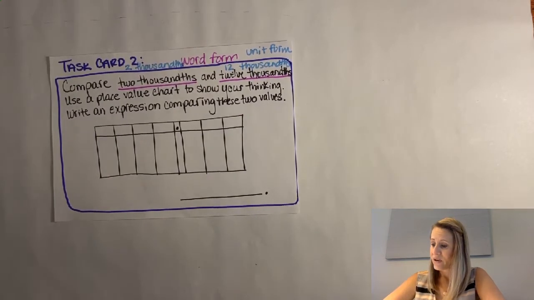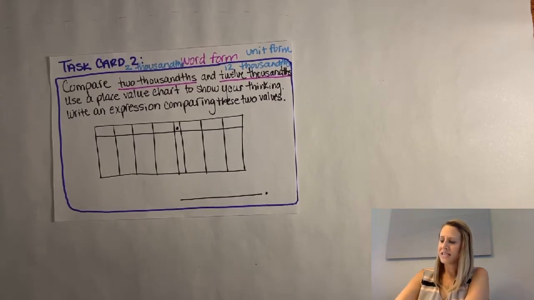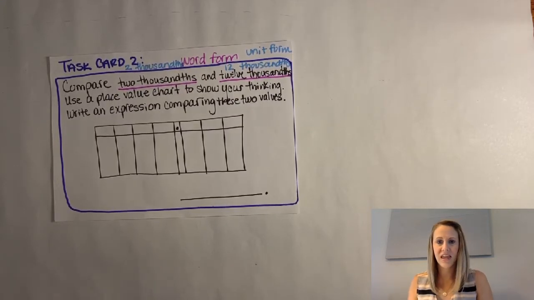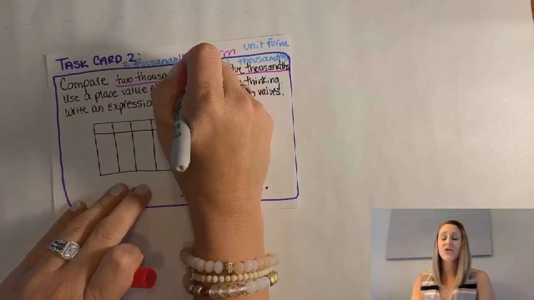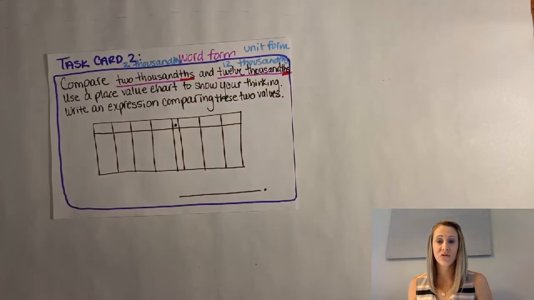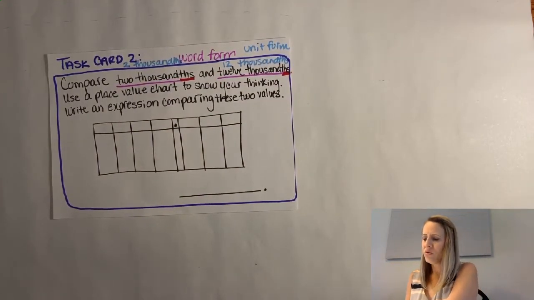All right, so here is my place value chart. I noticed that my value has a THS on the end. Where does that land on my place value chart? To the left of my decimal point or to the right of my decimal point? Are those smaller or larger numbers? Smaller. Good. So I'm going to write 2 thousandths.